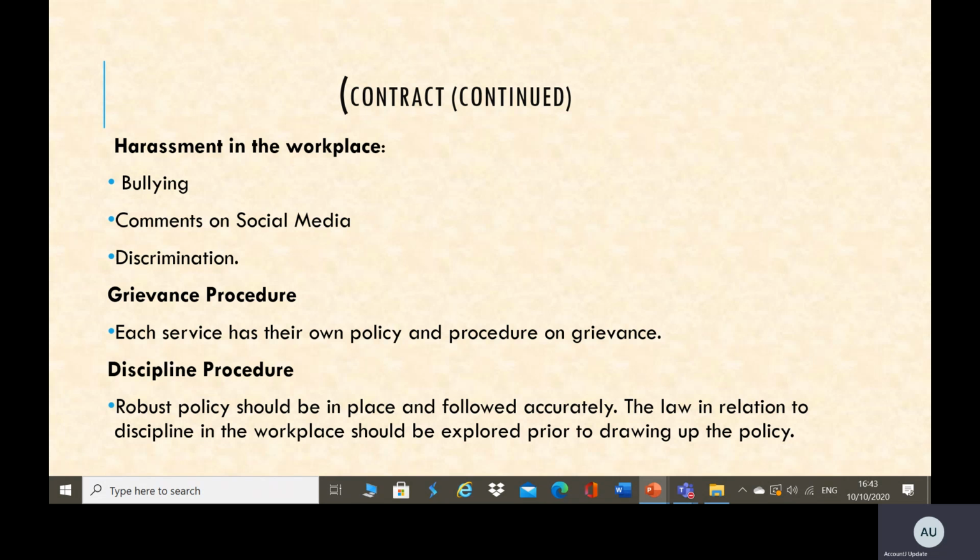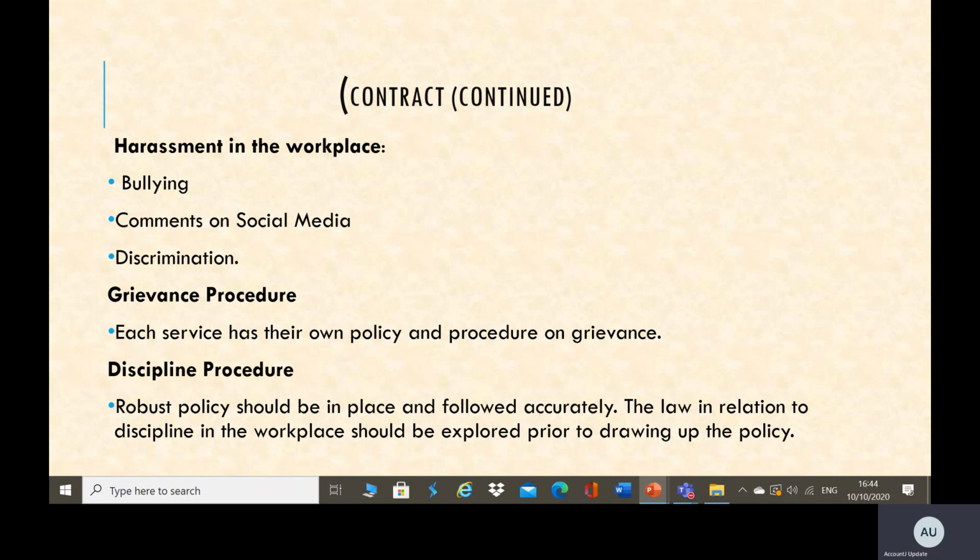Discipline procedure: a robust policy should be in place and followed accurately. The law in relation to discipline in the workplace should be explored prior to drawing up the policy. So it's very important that any manager or principal or board of management, as you know, in the schools and in the community-run childcare settings, would look very carefully at the law. The same with the private settings like myself. Before any disciplinary procedure, you would look up the law and see what you're entitled to do and what you're not entitled to do. It might be good advice to get a solicitor to look over it.